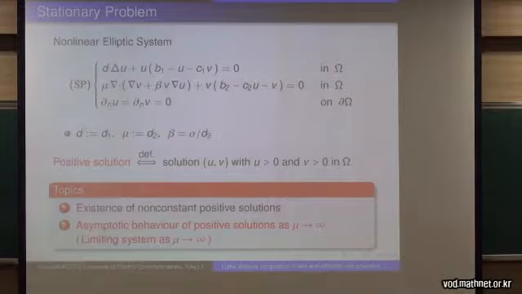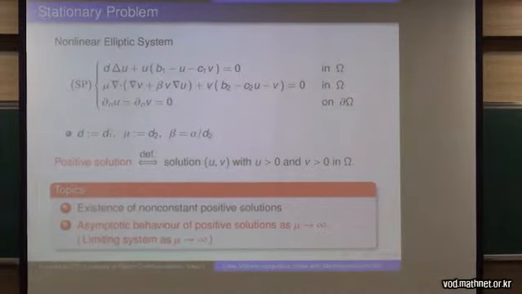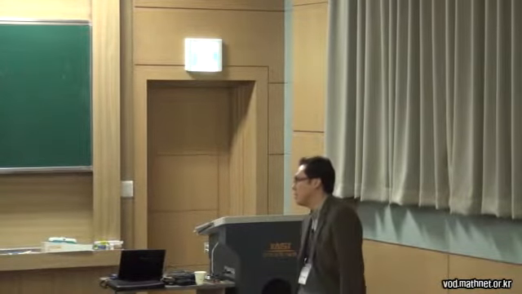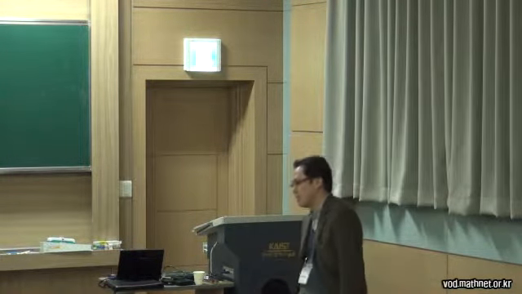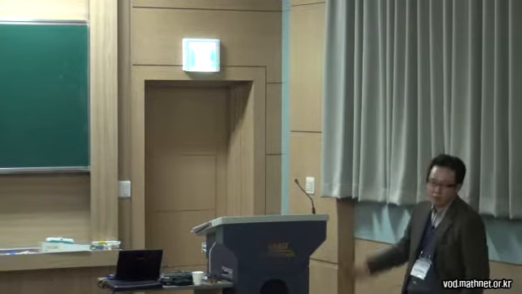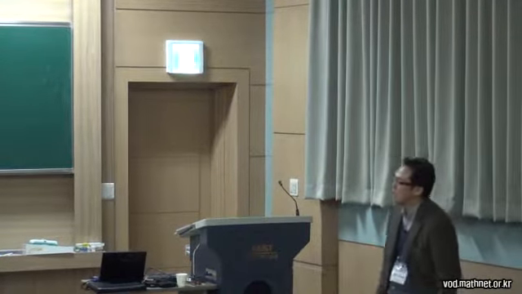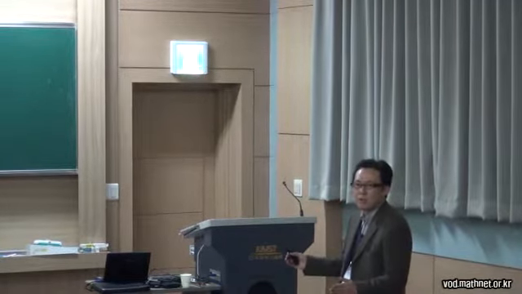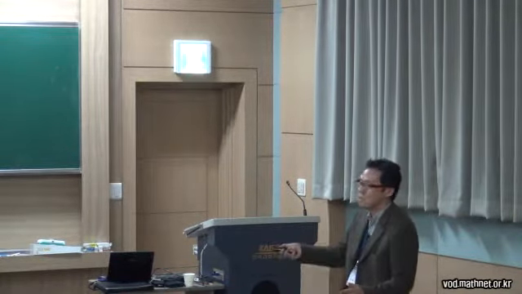In such a case, I can derive detailed information of positive non-constant solutions. Okay? Asymptotic behavior of positive solution as mu tends to infinity. More precisely, I want to derive a limiting system or shadow system as this mu tends to infinity. And moreover, in a special case, when omega is a unit interval, in a 1D case, in such a situation, you can find a global bifurcation structure of non-constant solution to the limiting system. This is our program of this talk.